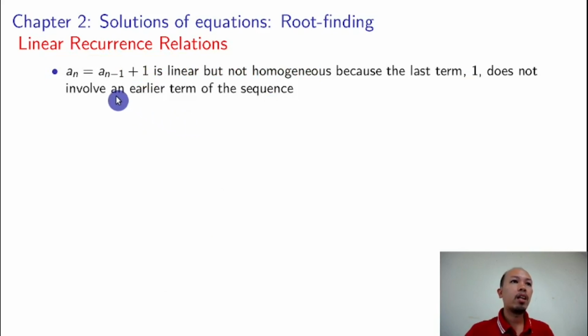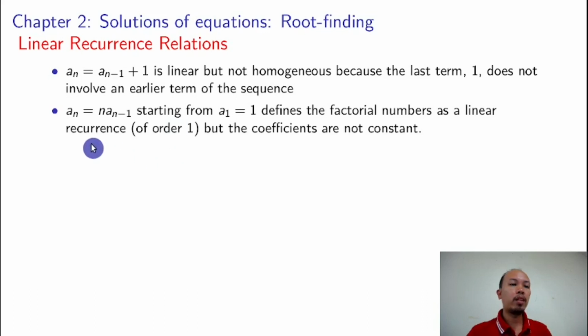Another one, a sub n is equal to, this one here is linear but not homogeneous. It is because there is a constant here. The last one is linear, but the coefficients are not constant. We have the coefficient here, n. This is linear but homogeneous. This is inhomogeneous.